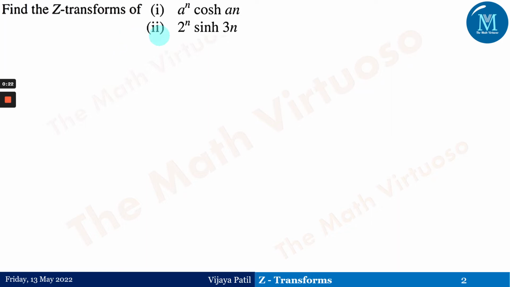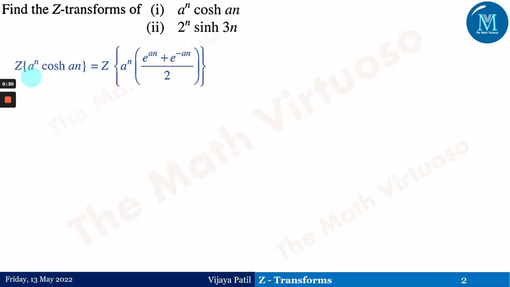Find the Z transform of a to the power n cos hyperbolic a n, and second is 2 to the power n sin hyperbolic 3n. Now if you observe here, the Z transform of a to the power n cos hyperbolic a n is nothing but this. For cos hyperbolic theta, we have taken the formula, a to the power n as it is, whereas cos hyperbolic a n is e to the power a n plus e to the power minus a n by 2.